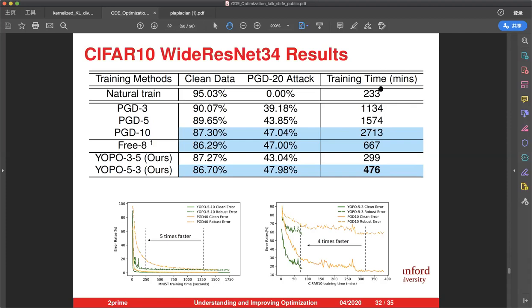So you can now scale it to some larger datasets. You can see here, but we don't do it. We just do MNIST and CIFAR. You can see on CIFAR, we are 4 times faster, and on MNIST, we are 5 times faster.